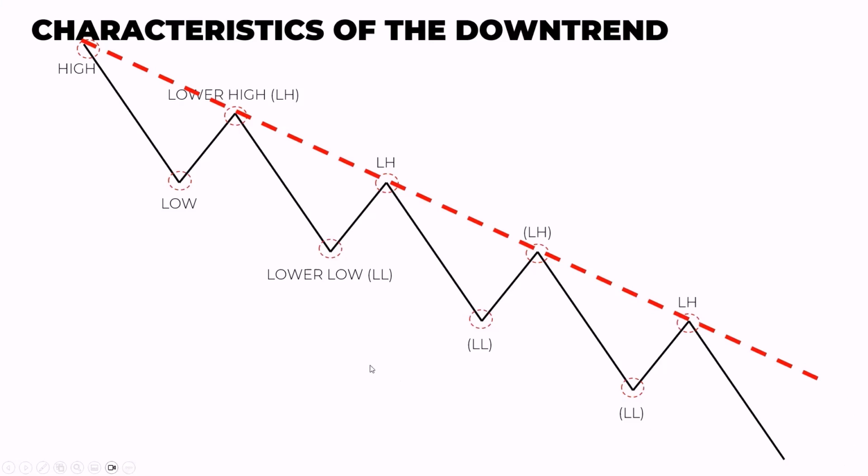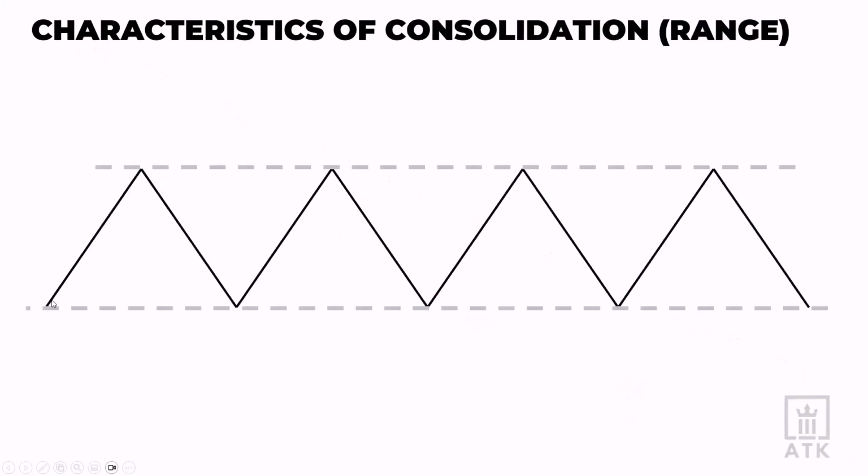All right, and now let's look at the consolidated market or the ranging market. The ranging market doesn't create a new high or a new low. It moves sideways. So we call this a range. Here's the top of the range, and there's a bottom of the range. And price bounces between this range. Those are the three scenarios that you're going to see on a chart. You're going to see that uptrend, downtrend, and sideways trend.